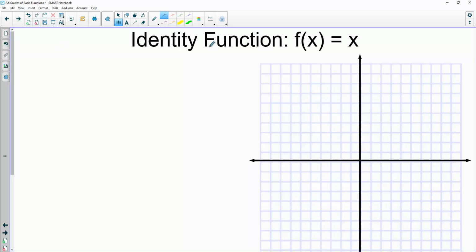So now we're going to get into our common functions. So the first one, the identity function. Everybody should be able to graph this one pretty easily. F of x is the same thing as what? Y. So if I say y equals x, what's that a graph of? A line. Y-intercept is 0. Slope is so up 1 over 1. Alright. So then you just draw your line.